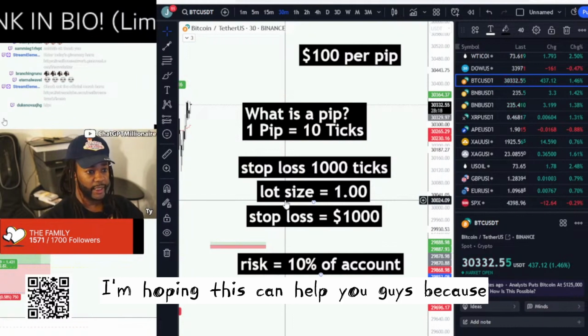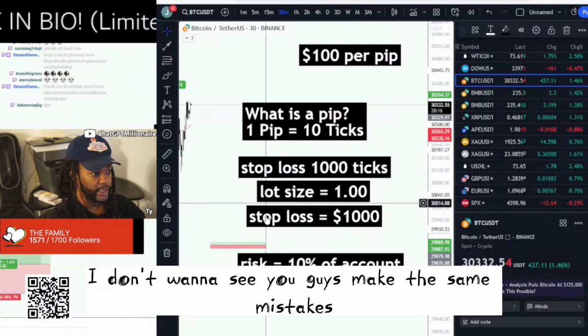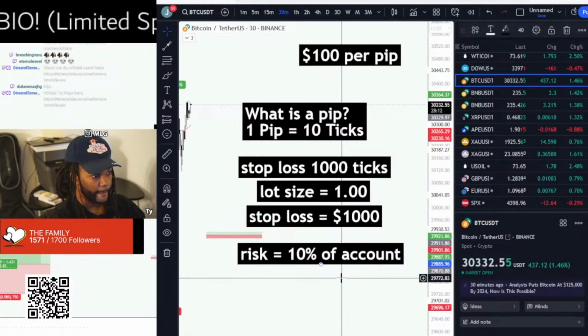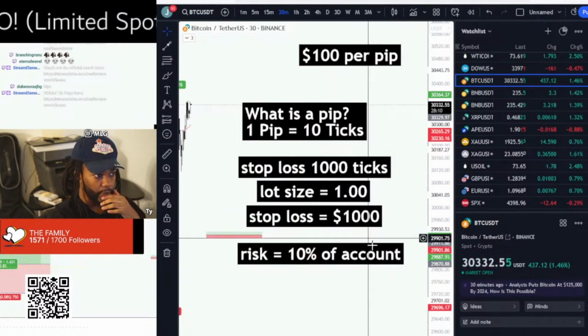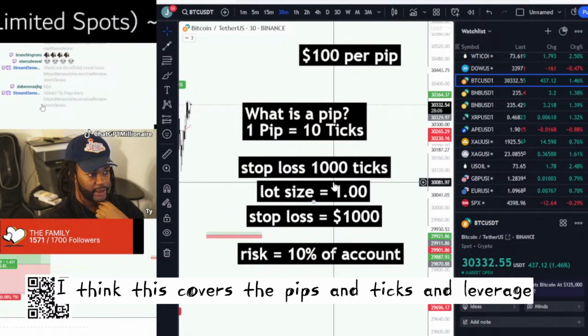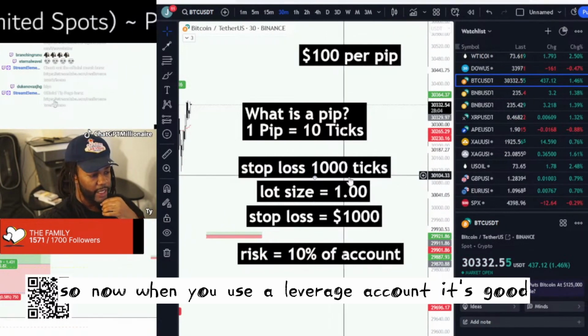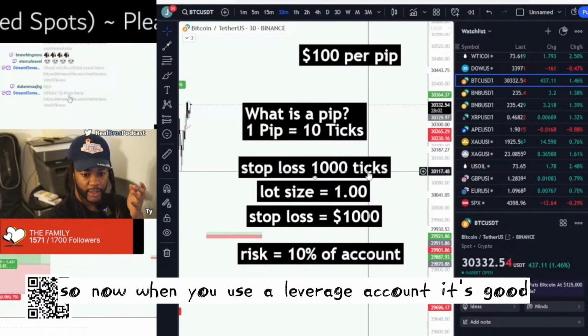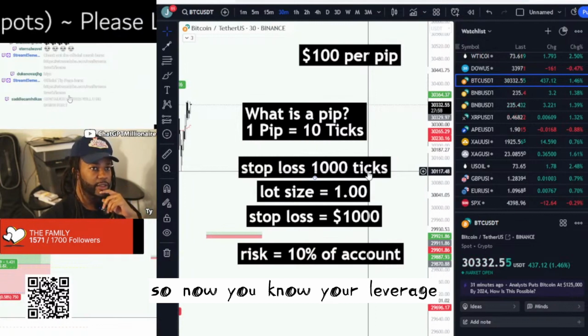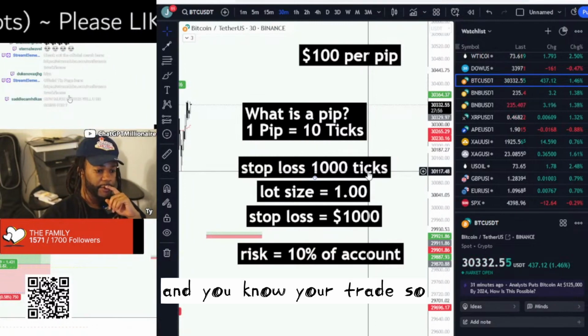That's why I'm hoping this helps someone. I'm hoping this can help you guys because I don't want to see you guys make the same mistakes I went through when I was getting started out. But I think this covers the pips and ticks and leverage. So now when you're using a leverage account, it's good. You want to have the leverage in your back pocket. So you have your leverage sitting there. So now you know your leverage and you know your trades.